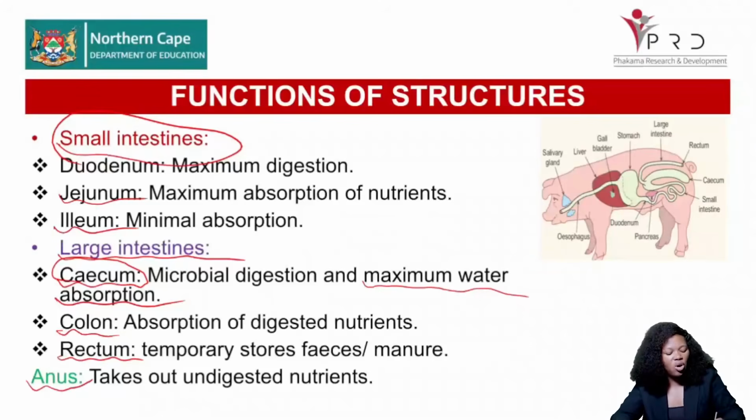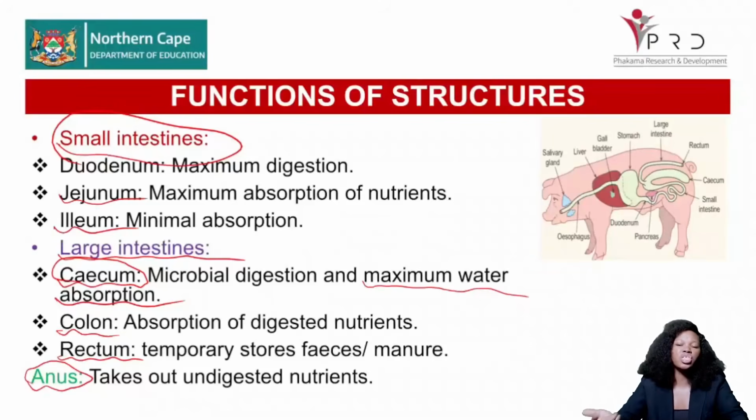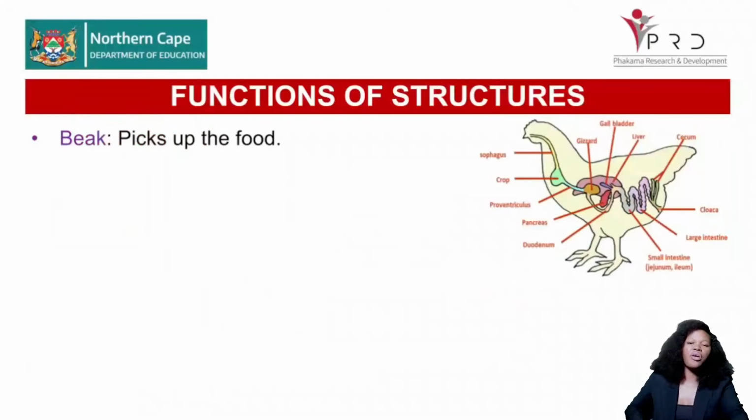And the last part of a digestive system of a pig is the anus, responsible for egestion, or excretion, taking out the undigested nutrients, taking out the feces, taking out the manure, taking out the excreta. So these are the functions of structures making up a digestive system of a pig. Now let us carry on to the functions of the various structures making up a digestive system of a fowl.